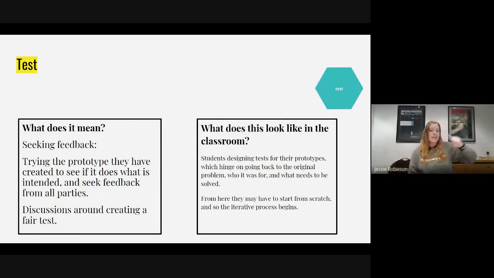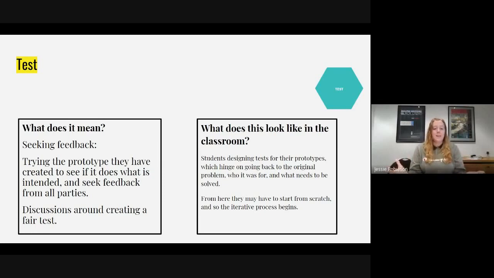And this is where it really gets iterative, because they would test. They'll get that feedback from their peers, from their stakeholders, from the teacher, whoever, and then they'll go back to prototyping and then test, prototyping and test. It's the idea that you are never finished designing. You're never finished. It's always going.